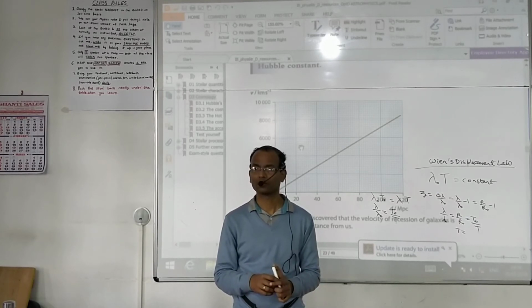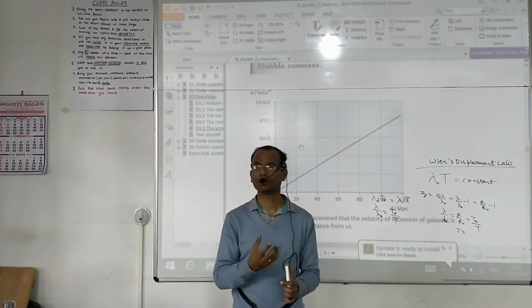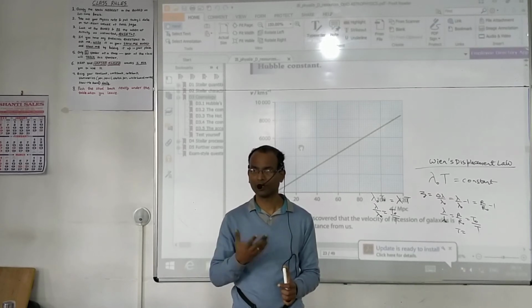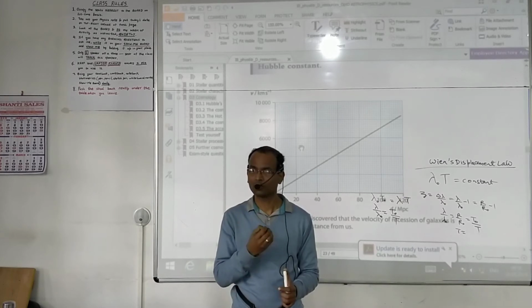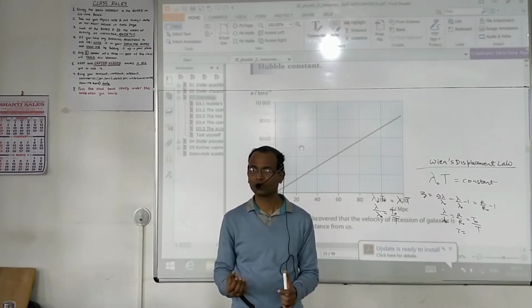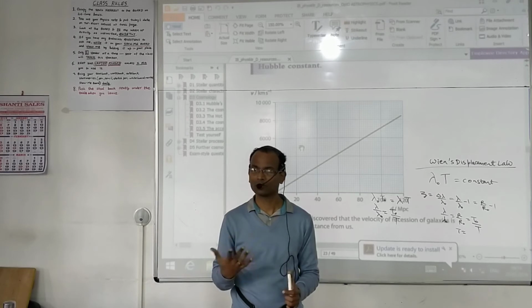Are you getting it? If the peak wavelength which you have received corresponds to a bigger wavelength, that means the temperature corresponding to that wavelength is smaller. So that means the average temperature of the universe is smaller.